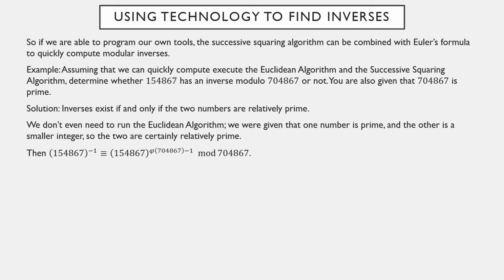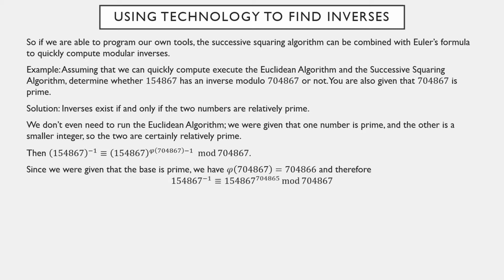154,867 inverse is equivalent to that number raised to the phi of 704,867 minus 1. Since the base is prime, it's easy to compute the value of this Euler-Totient function. Phi of 704,867 will be 704,866 because we were given that it was prime. If we weren't given that the base was prime, we would have to factor it. And then we could apply our formula for computing the Euler-Totient function on prime factorizations. But in this case, since we were given that the base is prime, we know the value of the totient function, and it's easy to subtract 1 from that.